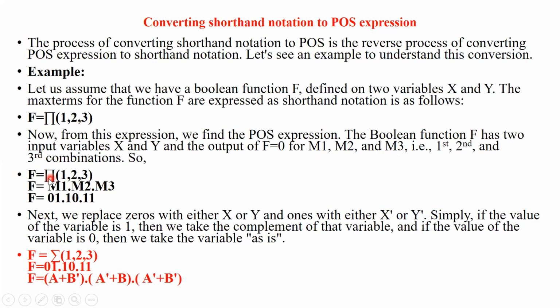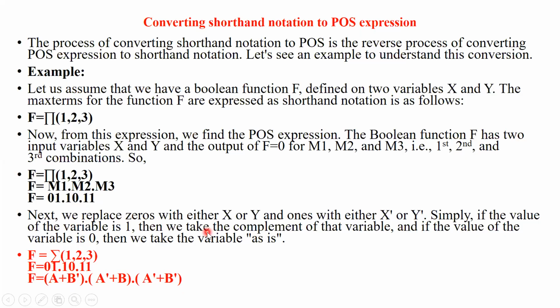So from this pi 1, 2, 3, we have M1, M2, M3, which means 0, 1, 1, 0, 1, 1. And remember, it is a product of sum, so there is a product. That's why we put the dot over here. Then I will replace this by the expression. This stands for the first term, this for the second term. The first term is 0, 1, so it is a plus b dash. Then I have 1, 0, so that is a dash plus b. And wherever there is 1, 1, we have a dash plus b dash.